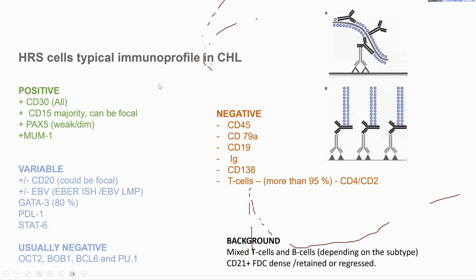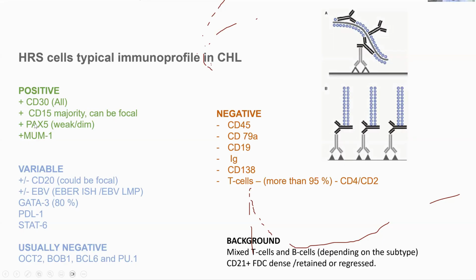Now coming to the fun part, the immunoprofile. The Hodgkin Reed-Sternberg cells are typically CD30 positive in basically all the cells. For CD15, the majority of the cells are positive, but it can be focal or patchy. But concurrent CD30 and CD15 expression is highly suggestive of Hodgkin lymphoma.